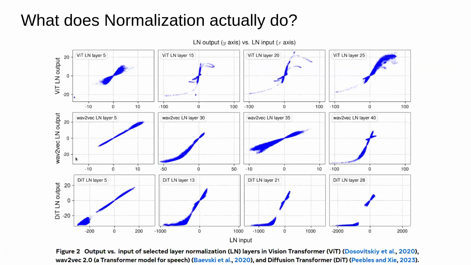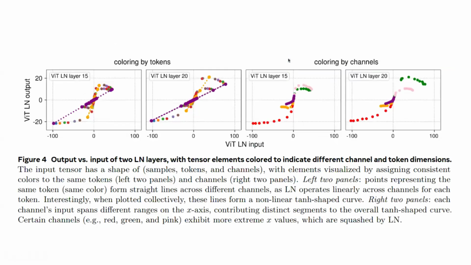And then they did some empirical tests where they plot the input and the output of a layer norm for different architectures, and you can see that it has a kind of S shape, which looks like a hyperbolic tangent. Okay, so I was just explaining here.